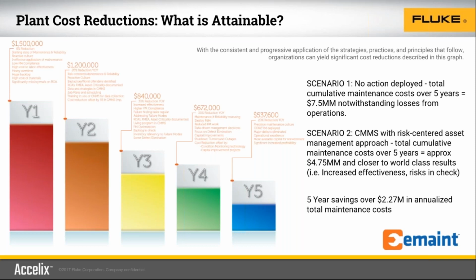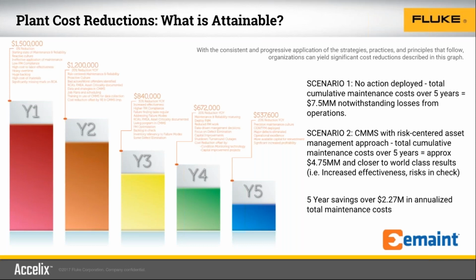And gosh, it will take organizations quite a long time to get there, but that's okay, because the results are really cumulative. So what we're looking at here is year 1, year 2, year 3, year 4, 5, implementing a system, and these are some attainable results. In scenario 1, no actions deployed over the course of 5 years, you're looking at a cumulative maintenance cost for 5 years of $7.5 million in this case.